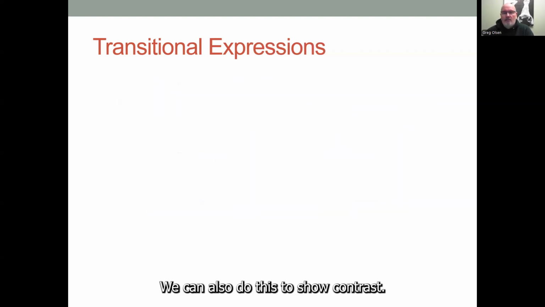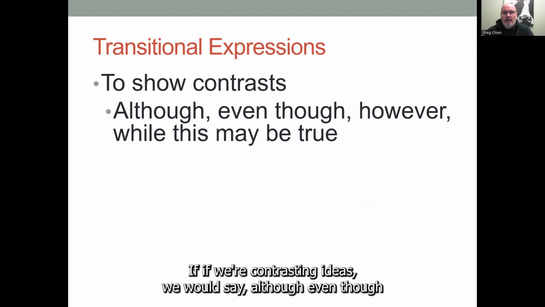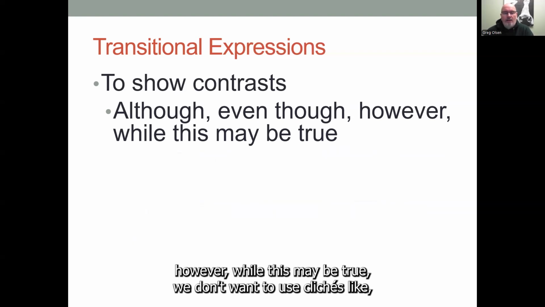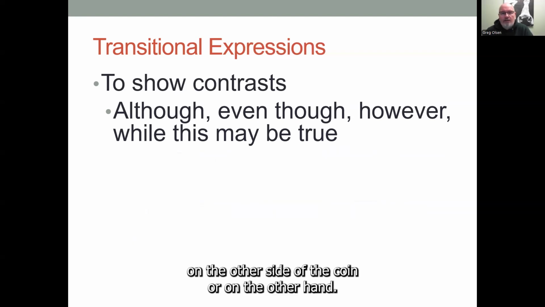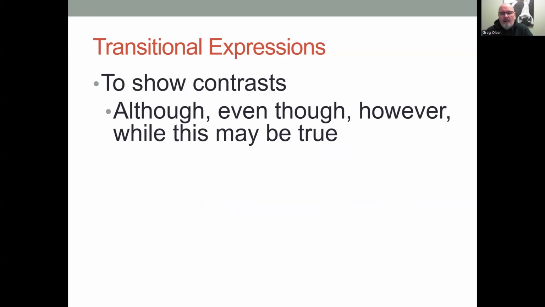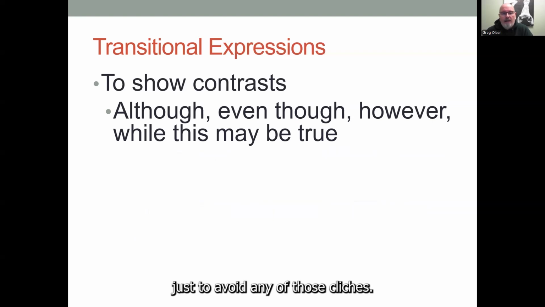We can also do this to show contrasts. If we're contrasting ideas, we would say although, even though, however, while this may be true. We don't want to use cliches like on the other side of the coin or on the other hand. It's better to use just a term like although or however, just to avoid any of those cliches. So let's contrast these two ideas.